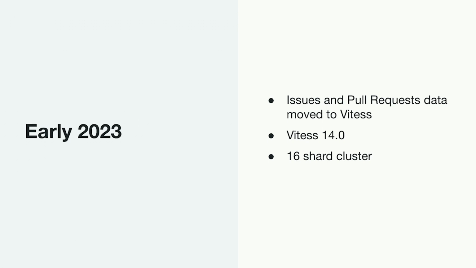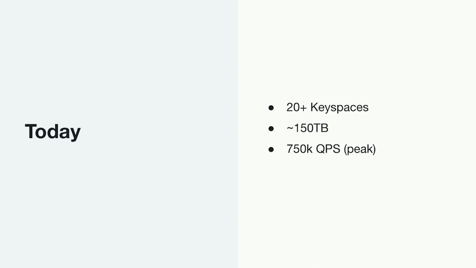Right. Okay. And today we run 20 key spaces on Vitess. Out of the 330 terabytes of data that we have on MySQL, 150 terabytes is actually stored in Vitess. And we see around 750,000 queries per second peak across all the Vitess key spaces that we have. This includes both replica and primary queries.